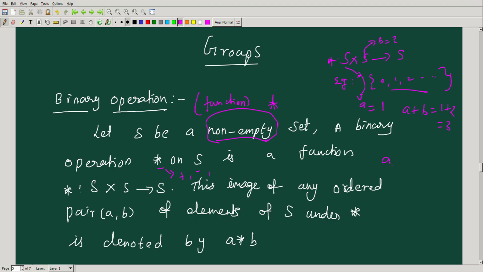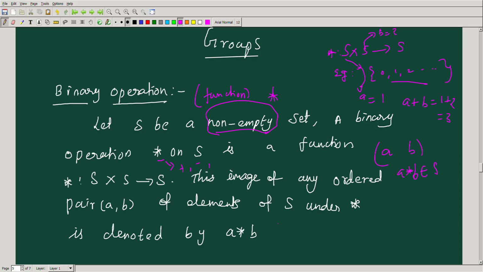So one element is A, another is B, and for A star B you have to take an ordered pair. For many mathematical operations, except negation, we need a minimum of two values, so the ordered pair is required. A belongs to S, B belongs to S, and A star B also belongs to S. This is the concept of binary operation.